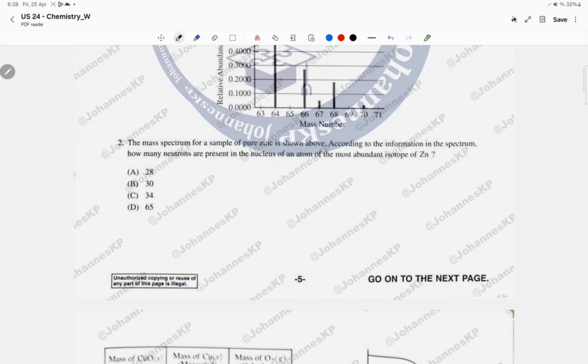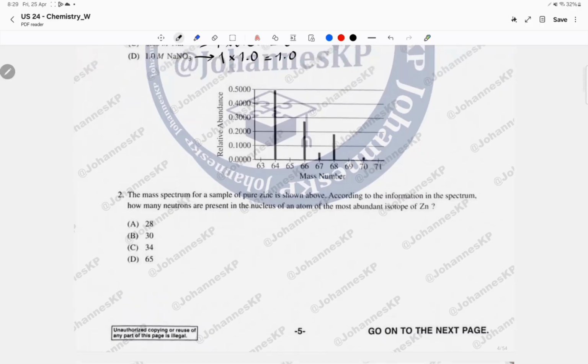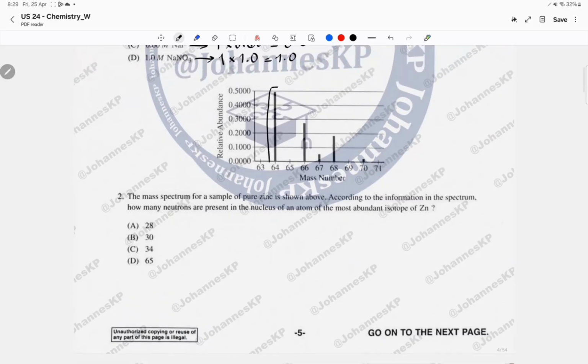2. The mass spectrum for a sample of pure zinc is shown above. According to the information in the spectrum, how many neutrons are present in the nucleus of an atom of the most abundant isotope of zinc? Well, the most abundant one is going to be the 64. So the mass number here is equal to 64.